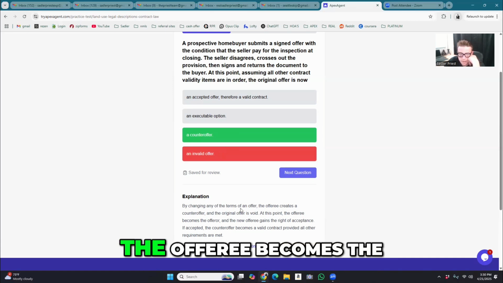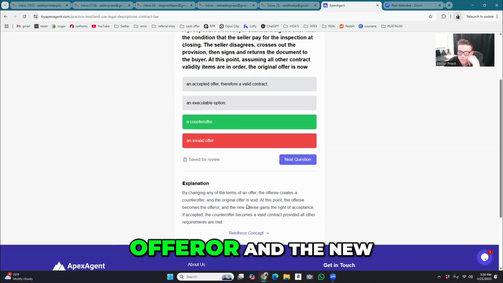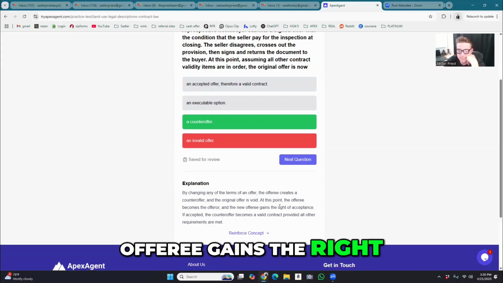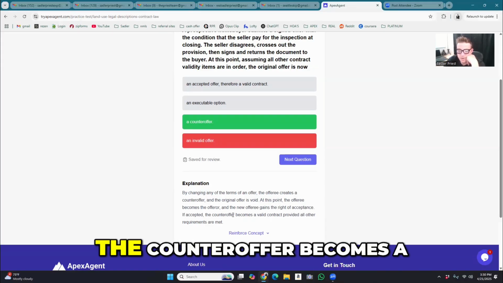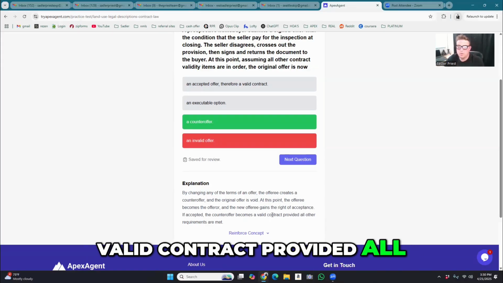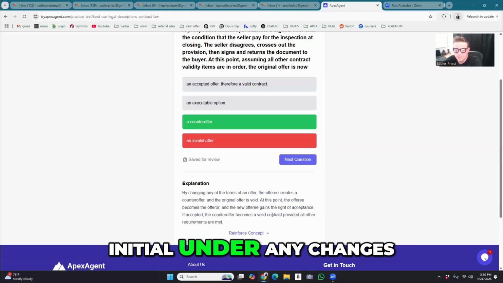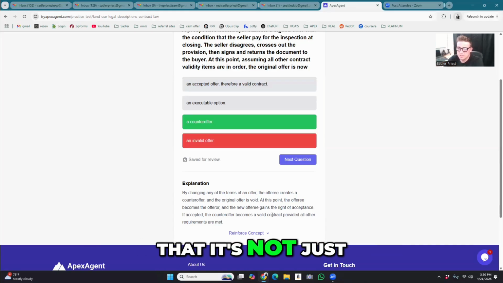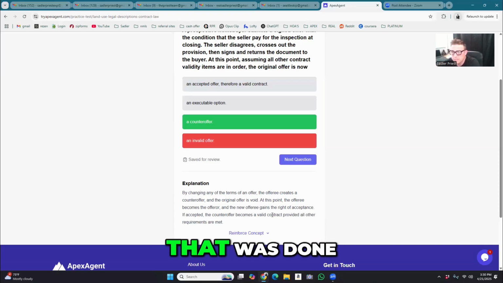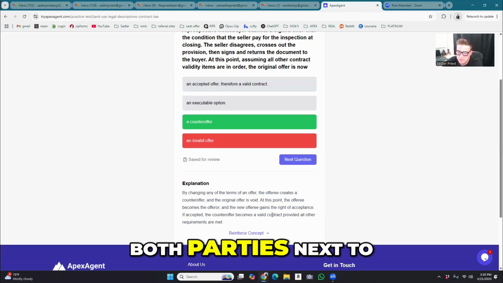At this point, the offeree becomes the offeror, and the new offeree gains the right of acceptance. If they accept, the counteroffer becomes a valid contract provided all other requirements are met. And you usually have to get people to initial any changes on the contract so that it's not just something struck and you don't know when that was done. So usually there has to be initials by both parties next to them.